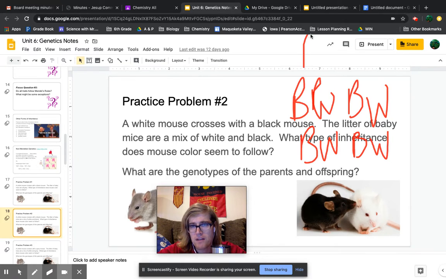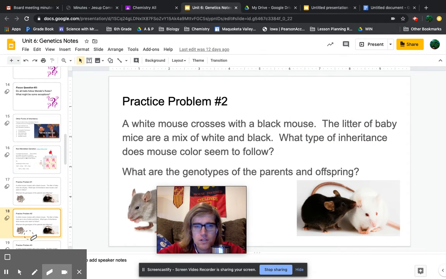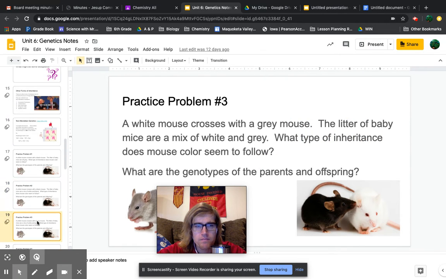So again, the parents, being black and being white, have to have the genotype big B and big W. All right, so let's do our next practice problem.